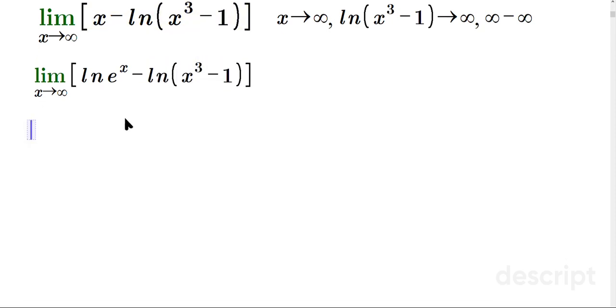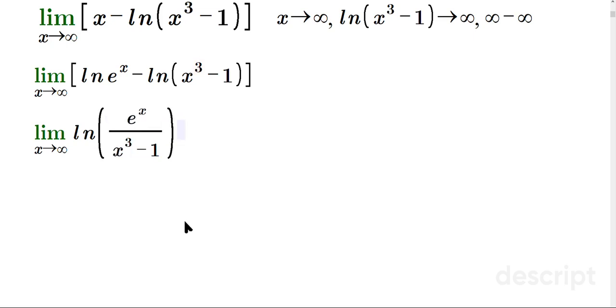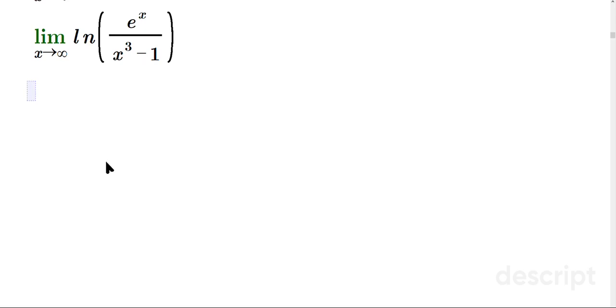Now, because we do have two natural logs, we can say the limit as x approaches positive infinity, and then just write that part as ln of e to the x over x cubed minus 1 this way. And then we continue working on this. All right, now, what can you do with the limit? We can bring the limit inside the ln function. It's pretty standard. So you can say the ln of the limit as x approaches positive infinity of this e raised to x divided by x cubed minus 1.